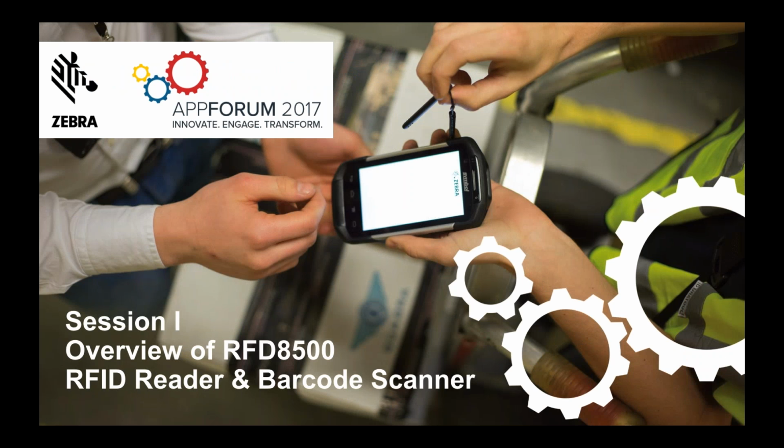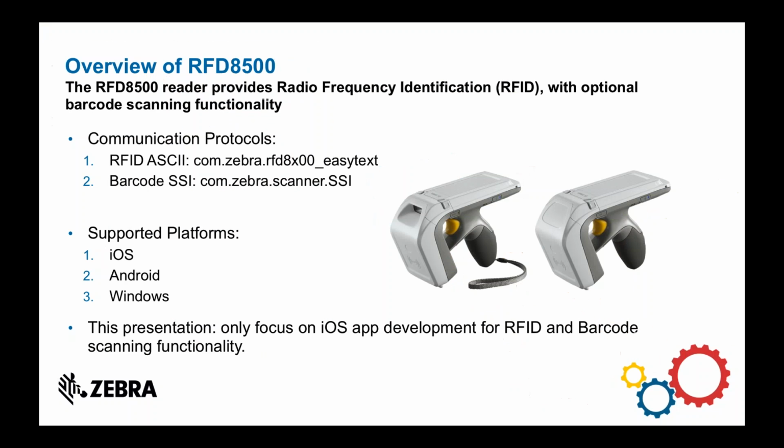So we will do the overview of our RFID 8500 device. The first device has RFID capability, so we have the barcode and RFID scanning capabilities. The second device, we only have the RFID tag reading capability.